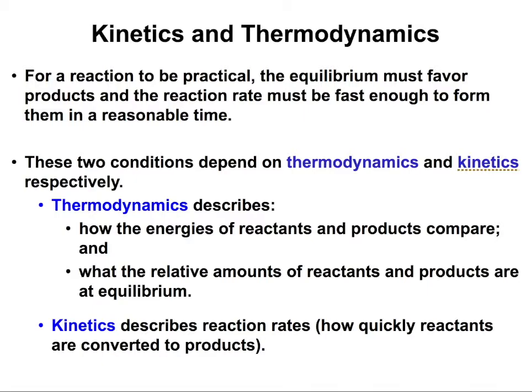The first one is thermodynamics, and thermodynamics tells us about the energies of the reactants and the products. It also tells us how much of the reactants you have and how much of the products you have at equilibrium. Not at any point, but at equilibrium. That's what K equilibrium tells us. And then kinetics tells us how quickly that reaction happens. So again, there's a big difference. Thermodynamics tells us about the energies of my reactants and the energies of my products and how they compare. And kinetics tells us how fast that reaction happens.